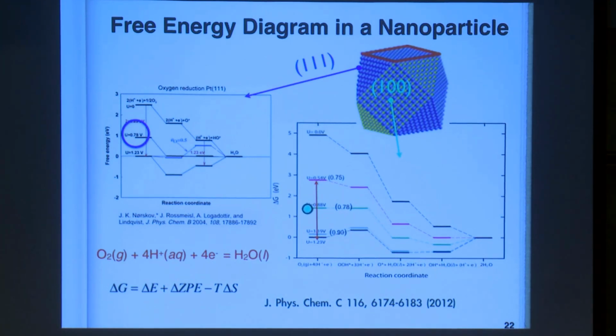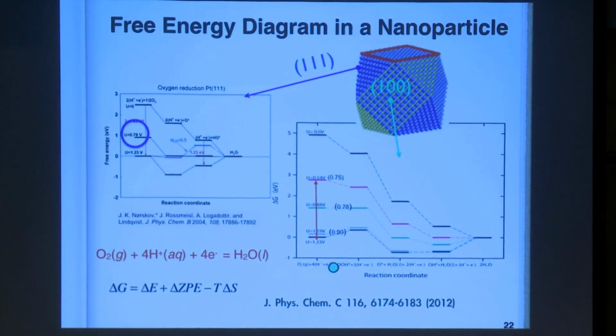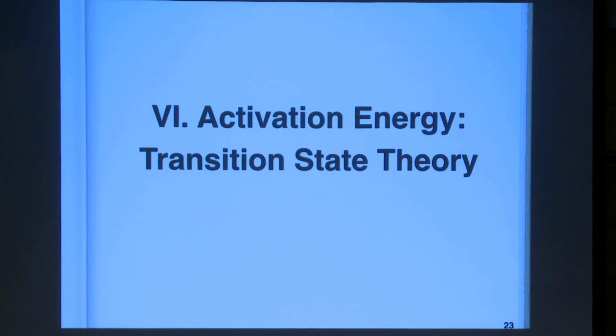The onset potential for this chemical reaction is where the Gibbs free energy becomes downhill. At that potential the reaction happens spontaneously, right? So we can capture that onset potential as well. But this is all from a thermodynamic point of view.